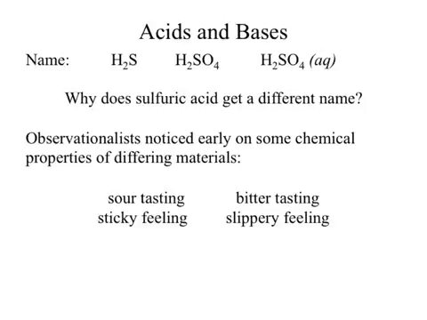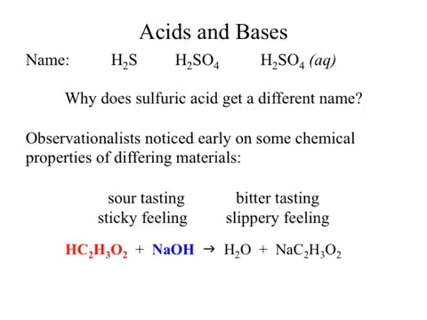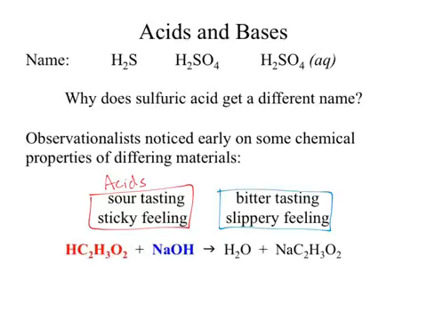The other thing we could go through and do, slightly less dangerous, but still kind of bad, is touch. Okay. We rub one of those on our hands, then it starts to feel sticky. We rub the other one on our hands, it starts to feel slippery. We're getting some pretty drastic, different observations from these individual chemicals. Sort of did. Turns out the ones that are sour tasting and sticky feeling tend to be acids. The ones that are bitter tasting and slippery feeling are bases.